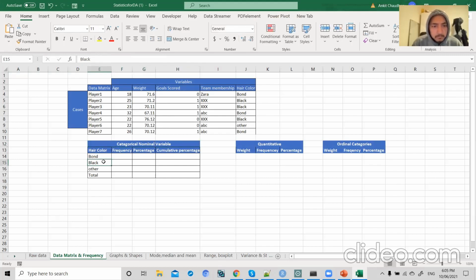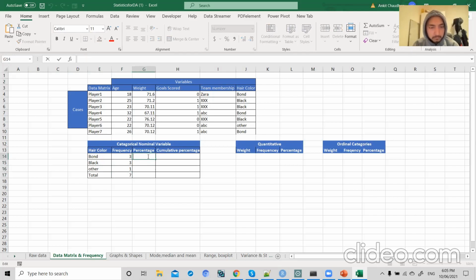For example, if we need to know how many players have won here: 1, 2, 3 people, so three people have won here. How many have black? 1, 2, 3 have black, and one has other. This is what we call frequency. What's the frequency of bond? We can say 3. What's the frequency of black? 3. What's the frequency of other? 1. So the total is 7, right?